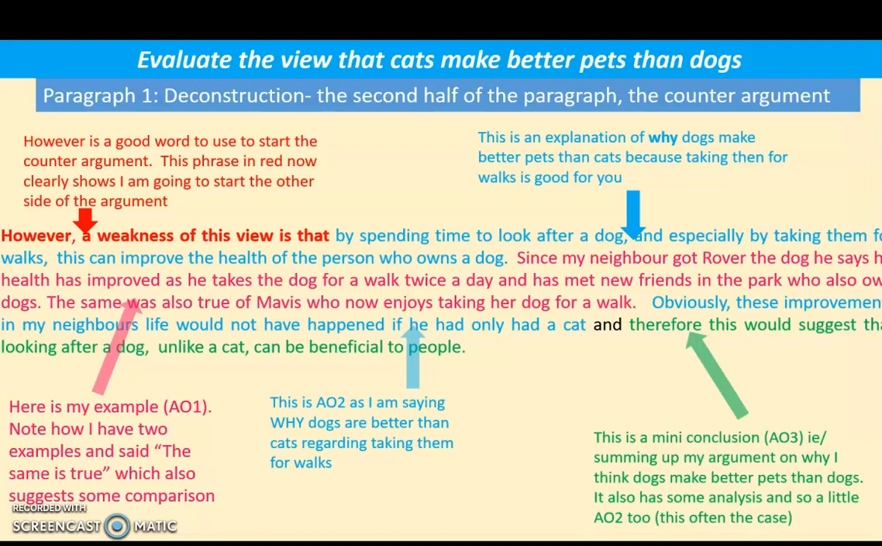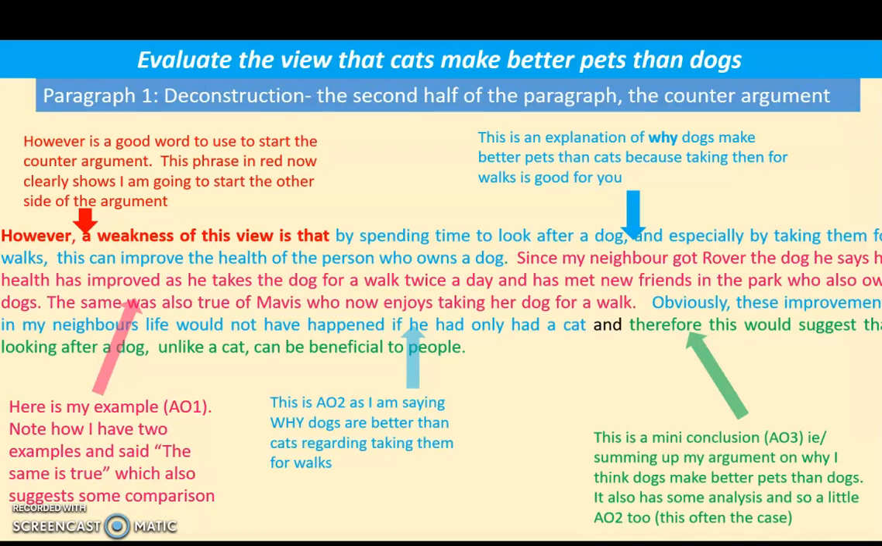Okay. Then I've said, however, a weakness of this view is that by spending time to look after a dog, and especially by taking them for walks, this can improve the health of the person who owns the dog. So it's very clearly going to be a counter argument. It's saying that dogs are better than cats, and in blue it's saying why, isn't it? It improves people's health. I've then got two examples. My neighbour got a dog called Rover.